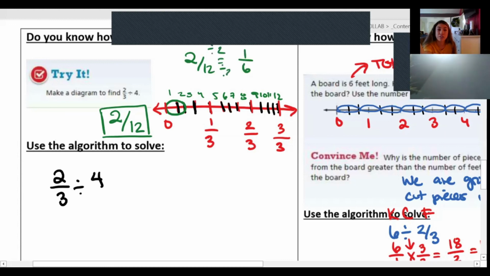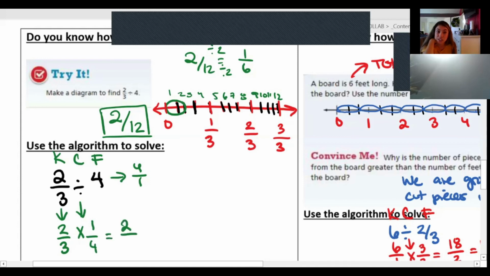So let's use our algorithm just to make sure that we get 2 12ths and then we simplify that to 1/6. So if we keep, change, and flip, we keep 2/3 as is. We change our division to multiplication. And then we flip, like we had talked about earlier, our 4 over 1, we do the reciprocal to 1 over 4. Now we can multiply straight across. 2 times 1 is 2, 3 times 4 is 12. We simplify that to 1/6. Check, we did it. Woo!